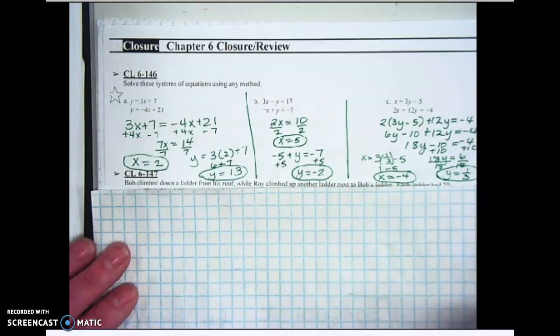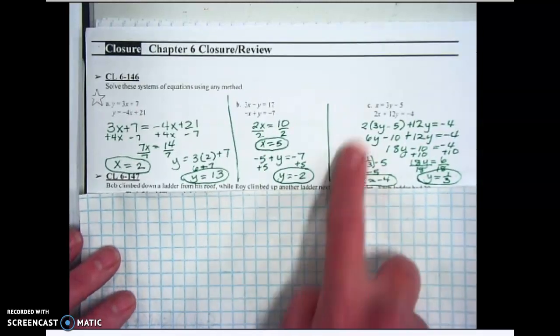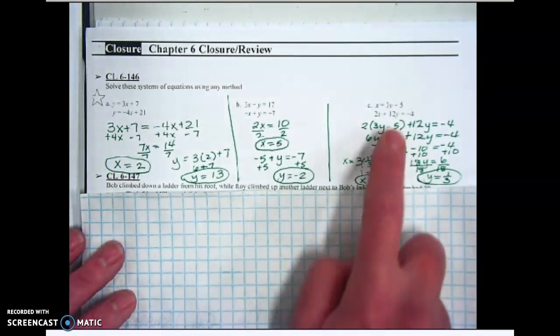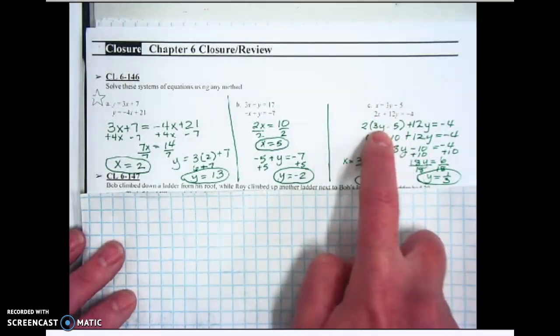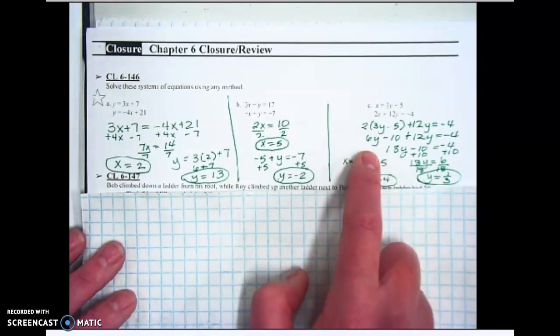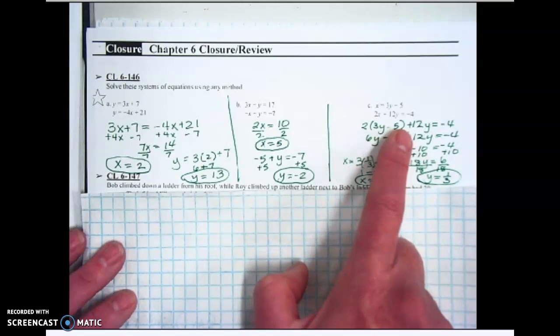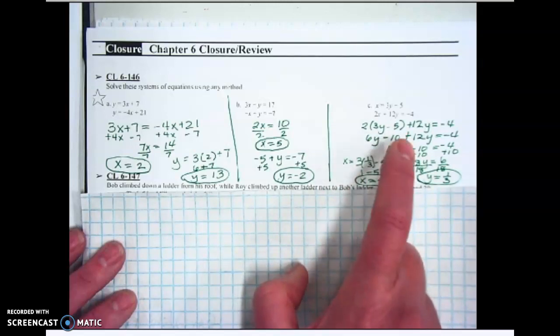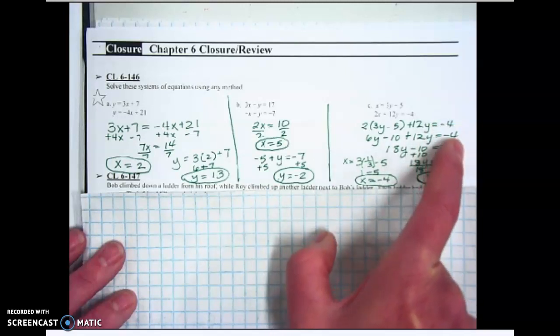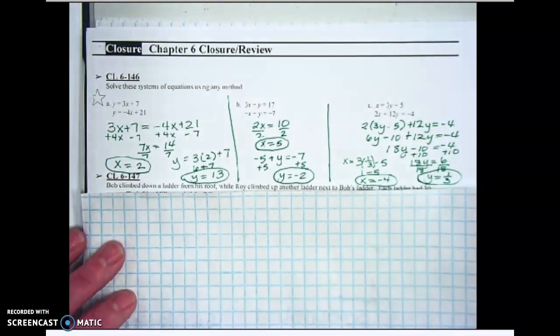Part C, I used the substitution method because the first equation is already solved for x. So I plugged it into the second equation where the x was at, and then I distributed. 2 times 3y is 6y. 2 times negative 5 is negative 10. Bring down the 12y, bring down the equals, bring down the negative 4. Then combine any like terms.